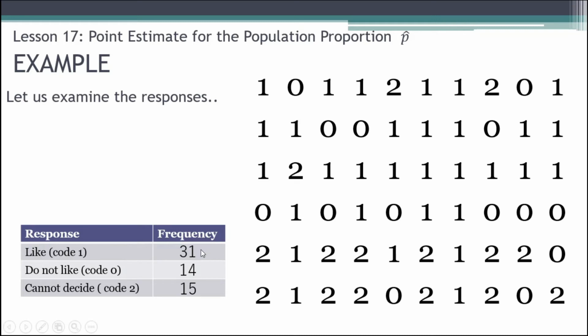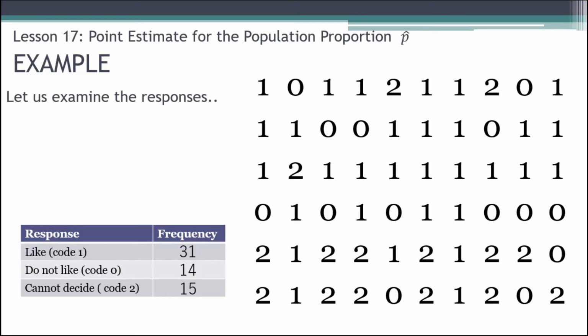60 ba? Check natin. 1 plus 4, 5. Plus 5, 10. 0, carry 1. 1 plus 3, 4, 5, 6. So, sakto. 60. Ngayong nakuha na natin yung response, ang kailangan nating i-compute ay yung proportion.